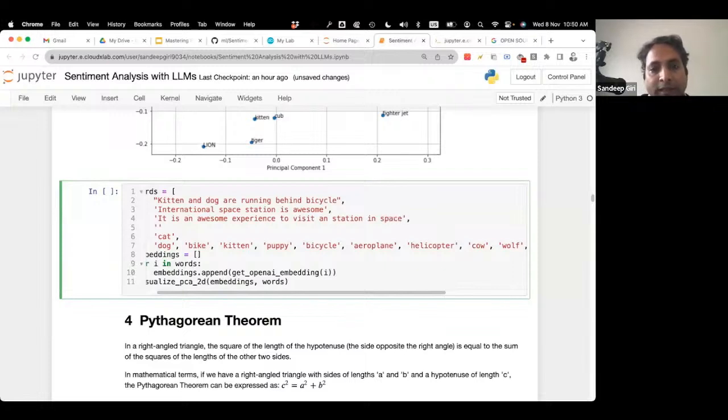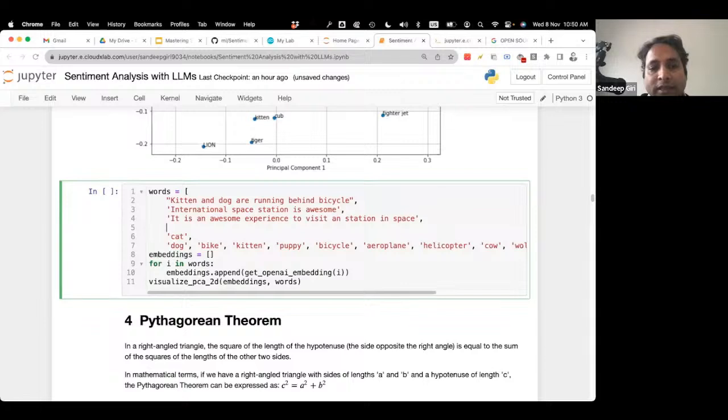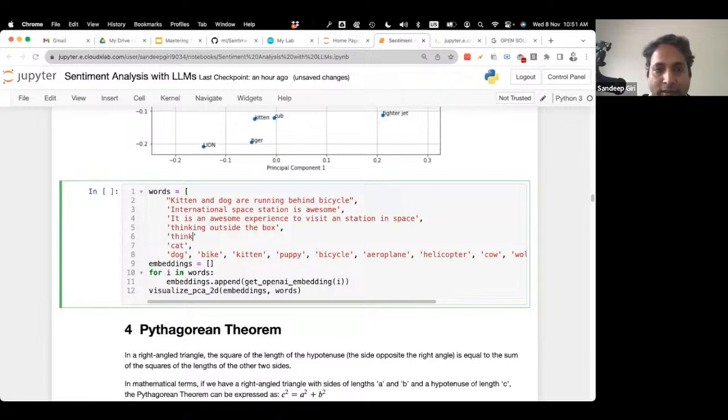Okay. And okay, give me something which is having multiple meanings, and let's see how it goes. Let's say thinking outside the box. Okay. Creativity.